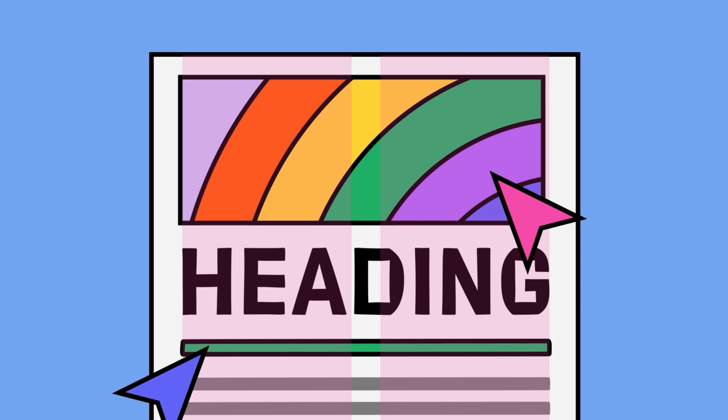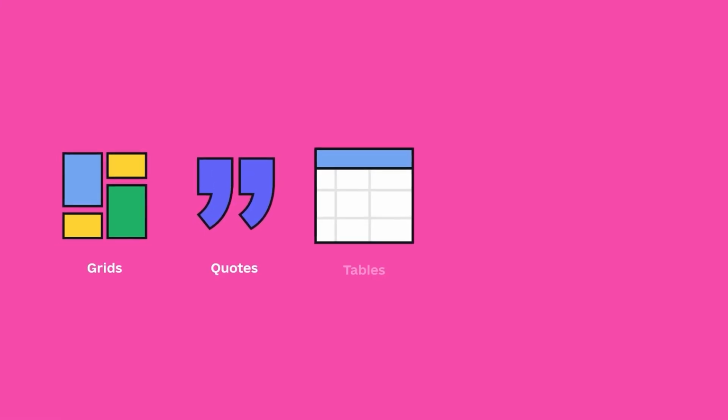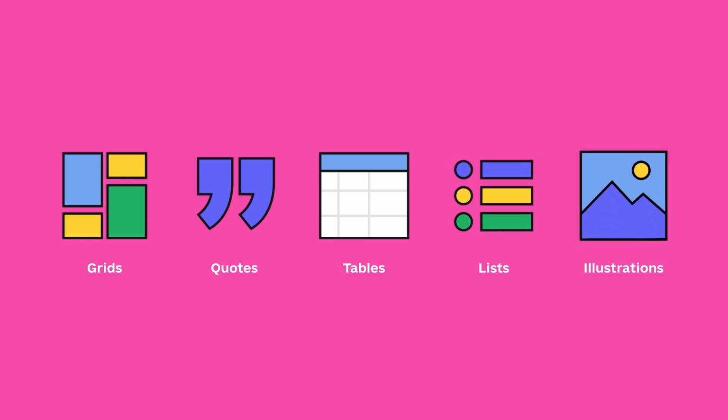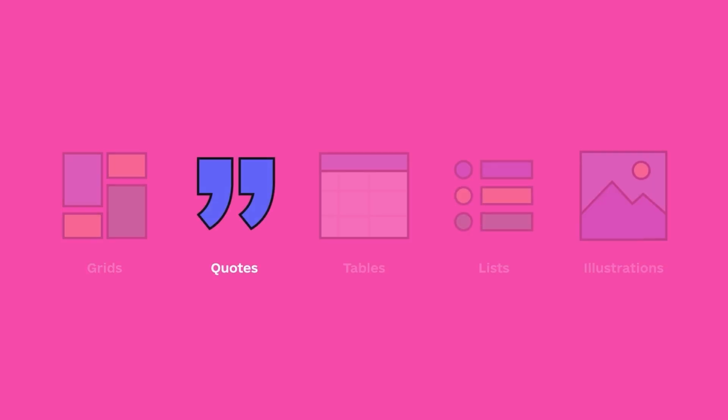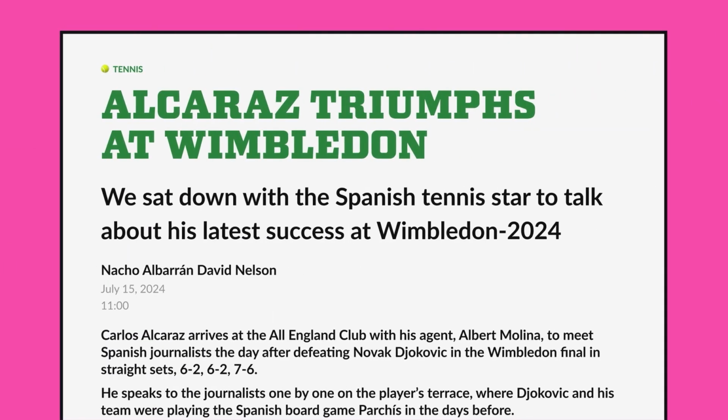In this module, we'll dive into the world of advanced elements that will take your text layouts to the next level. Let's begin. Advanced layout elements are those that go beyond the basic text blocks and headings to add visual interest, improve readability, and enhance the overall structure of your text-based designs. These elements include grids, quotes, tables, lists, and illustrations. The key to using these elements effectively is to strike a balance between enhancing the design and avoiding clutter that distracts from the core content.